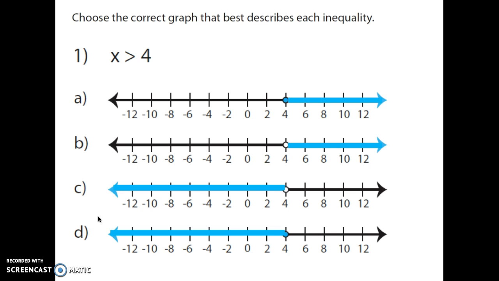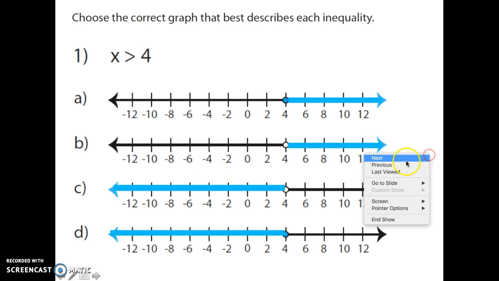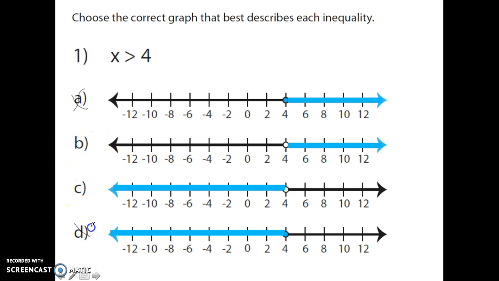So try this. Choose the correct graph that best describes the inequality. Now, let me ask another question. Why would I exclude A and D? Well, that's because they're both using a full closed circle. We have a greater than symbol, which is not a closed circle, so it can either be B or C. Because it is a greater than, we're going to notice that it is pointing to the right, and so our answer is B.